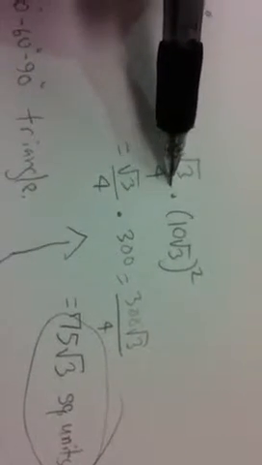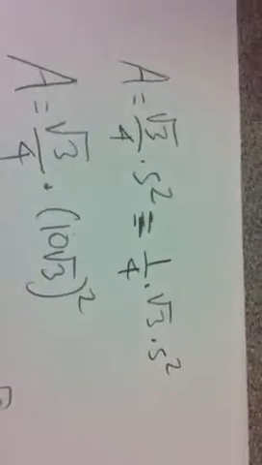To find the area, he has to use this formula. It's A equals radical 3 over 4 times, and in general it's S squared, where S represents the side length. So A equals radical 3 over 4 times S squared. On his notes, the formula may be written this way as well: 1/4 times radical 3 times S squared. So either way is acceptable.